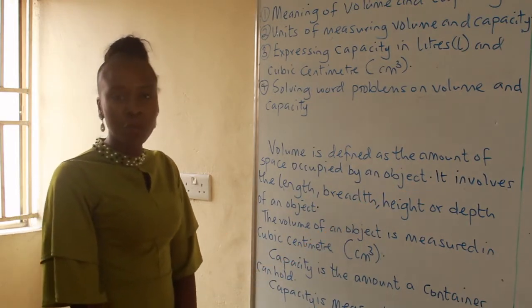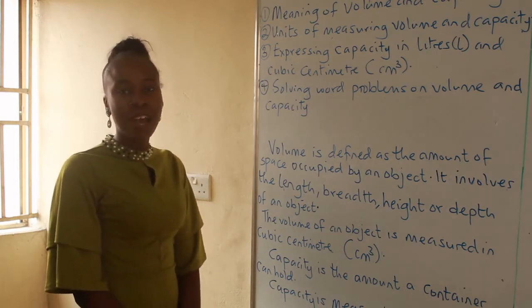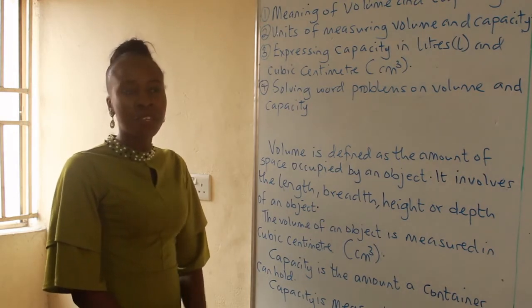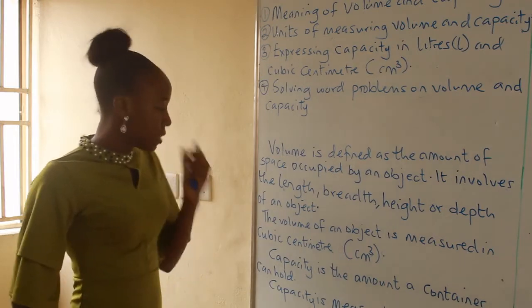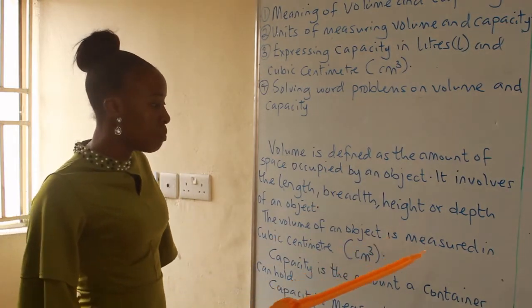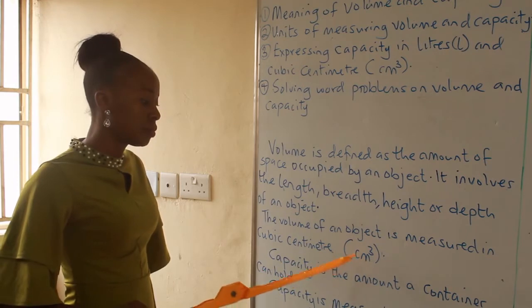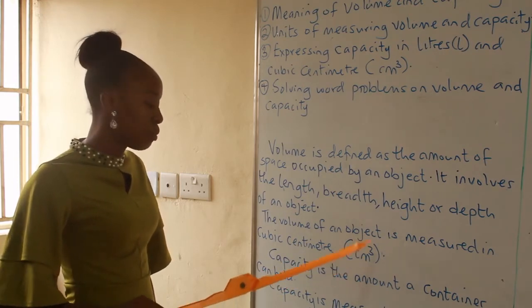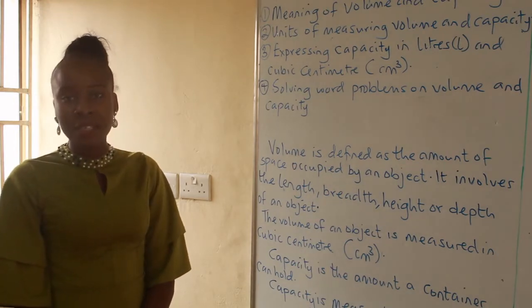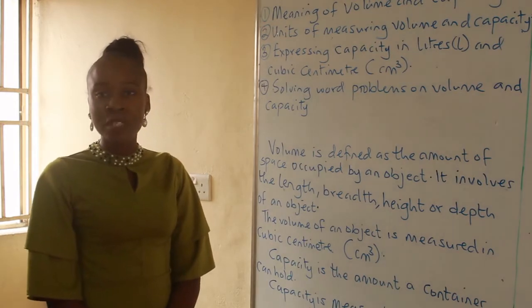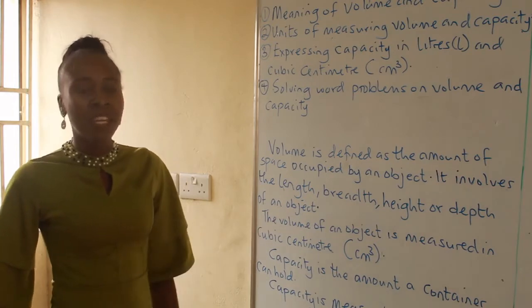When we're talking about volume, mostly we refer to 3D shapes, and 3D shapes are solids. Solids have length, breadth, and depth or height. And the volume of an object is measured in cubic centimeters, cm3. That's the unit of measuring volume. Examples of solids are cubes, cuboids, prisms, cylinders, and many others.